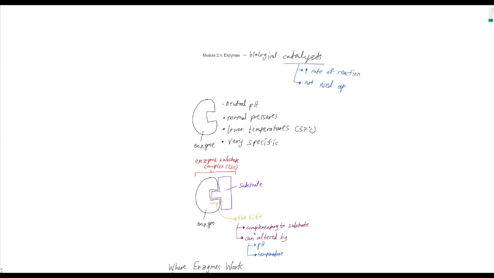Hi, and welcome to this next video on OCR A-level biology. We're on module 2.4, which is enzymes. And in this video, we're going to be looking at cofactors and coenzymes.